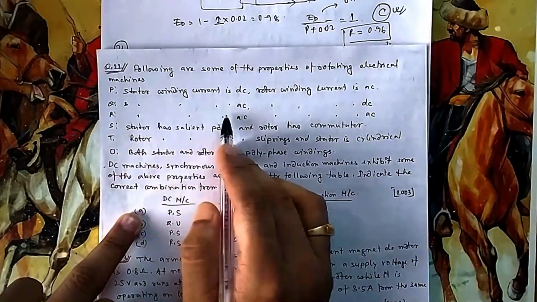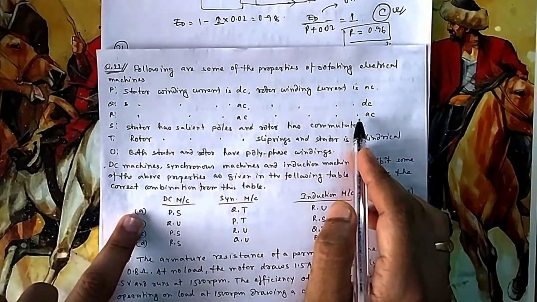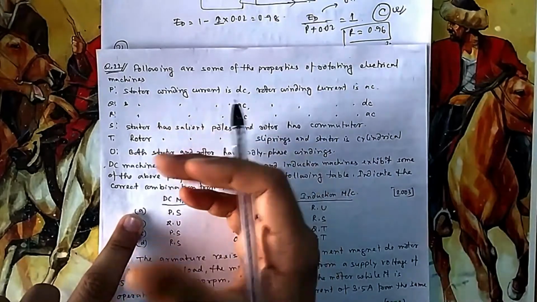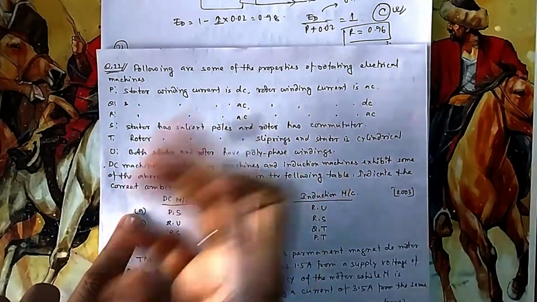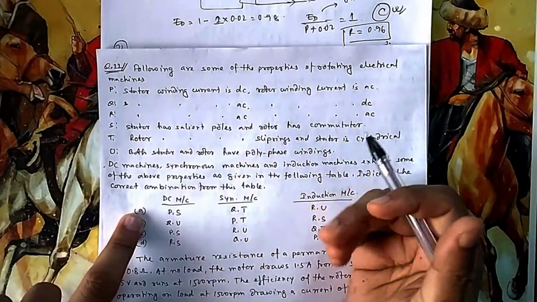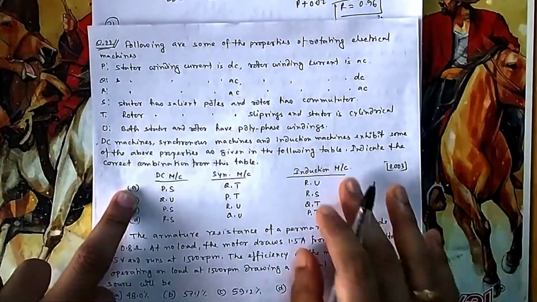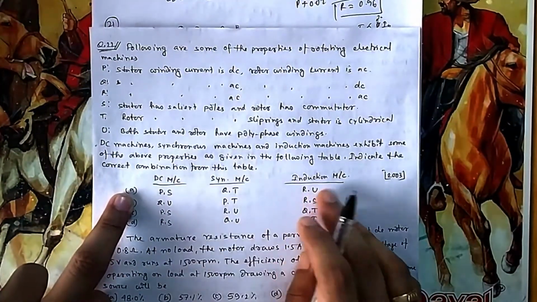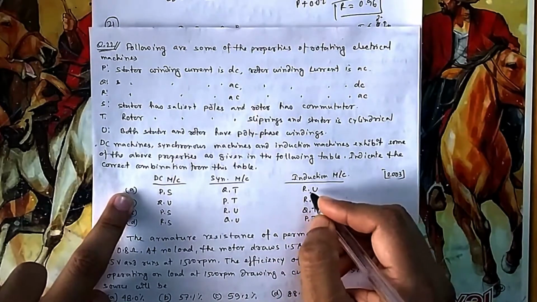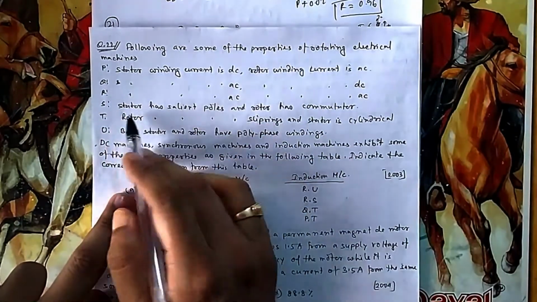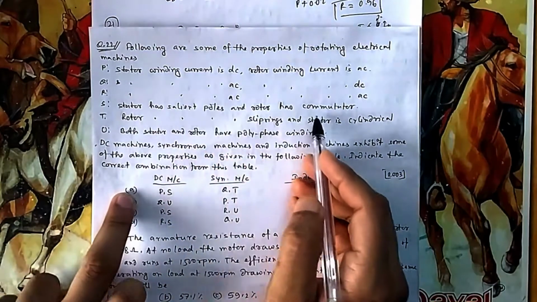Now next one, stator is AC, rotor is also AC. That is your induction machine. You give AC supply to the stator of the induction motor, and in the rotor also it is AC. Both are 3-phase windings only. So that's why the supply is AC. That is R. Okay. Now stator has salient poles and rotor has commutators.